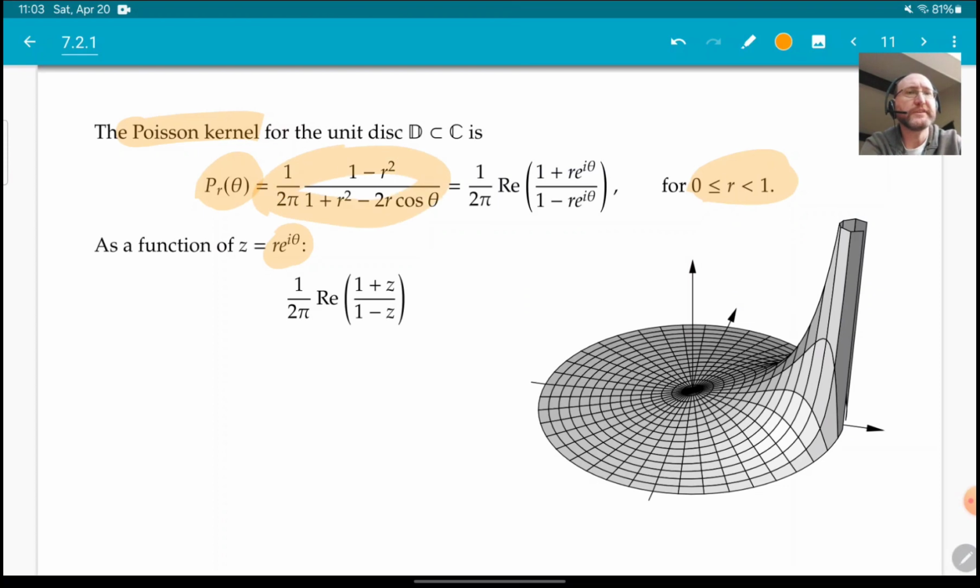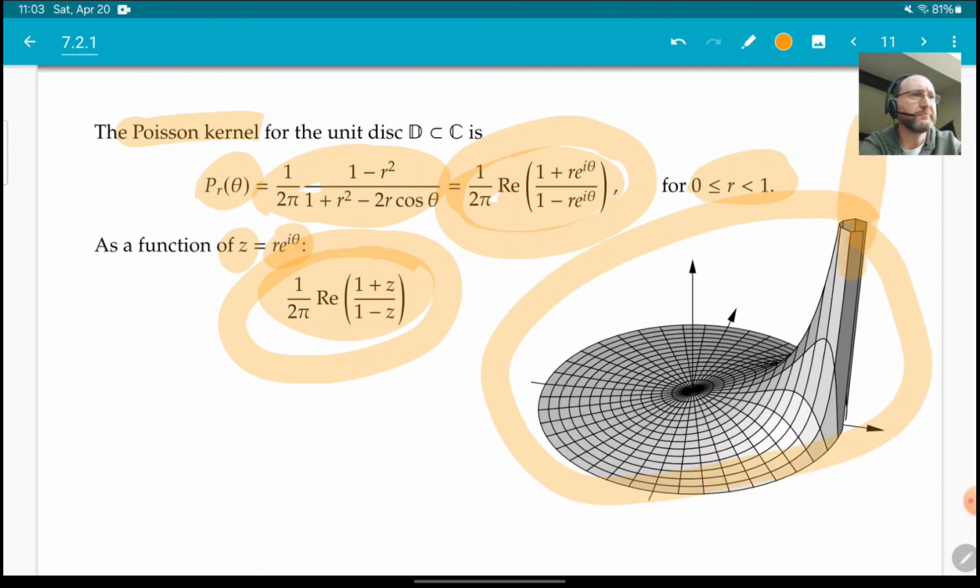So this is just the formula, and sometimes that formula is useful, sometimes this formula is useful. Now, if we look at this second formula for the kernel, and again, that's just a little bit of algebra to go from one to the other, then if you write r e to the i theta as z, you get this perhaps even nicer version of the formula. It's still the second version of the formula, right? So that's the Poisson kernel. And here's a graph of it. It blows up over here, of course, where there's this pole, at z equals 1. That's why it's blowing up over here. But that's how the graph looks.